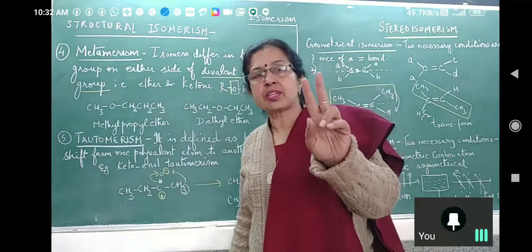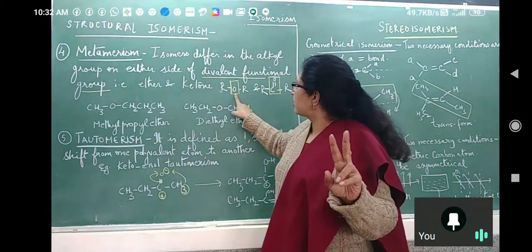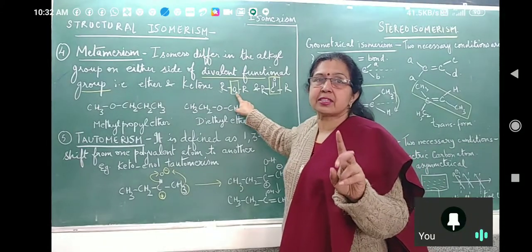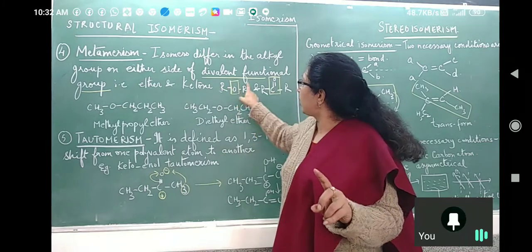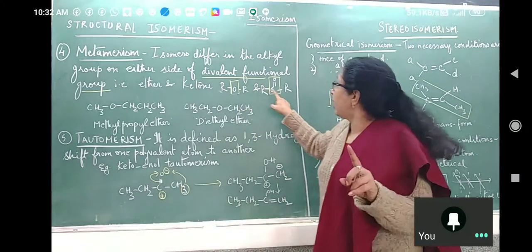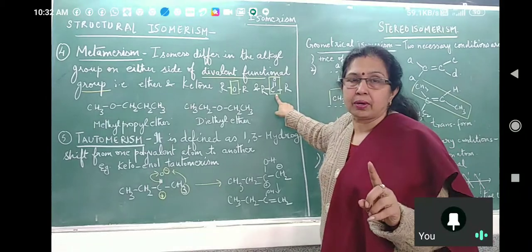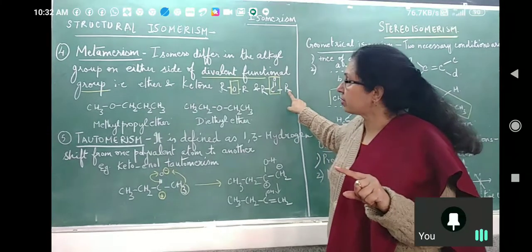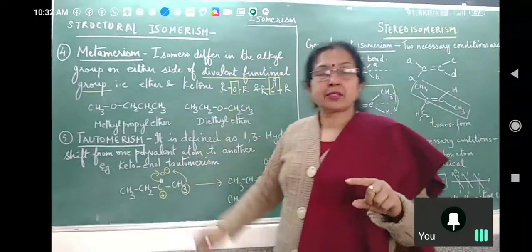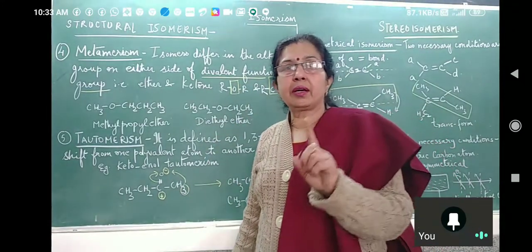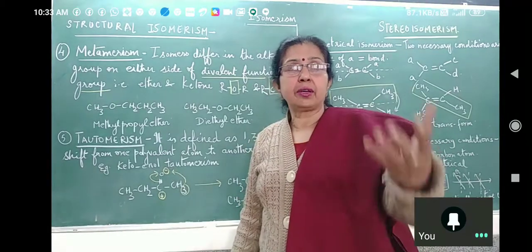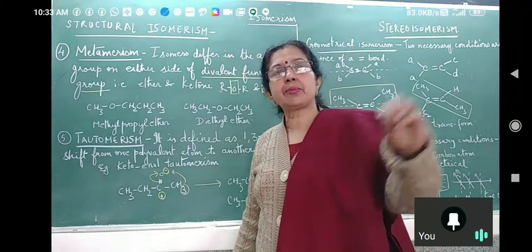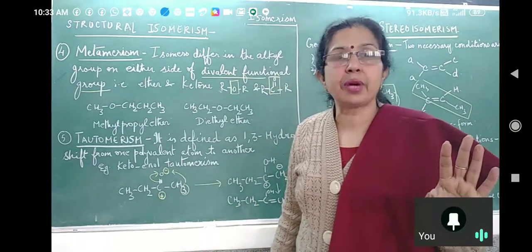There are two such functional groups. One is your ether, ROR, which has two alkyl groups on either side. And another functional group is ketone, which again has two alkyl groups on either side. Correct? So metamerism will be restricted to only ether and ketone. If the molecule given to you does not have these two functional groups, then metamerism is ruled out. It will not show metamerism.